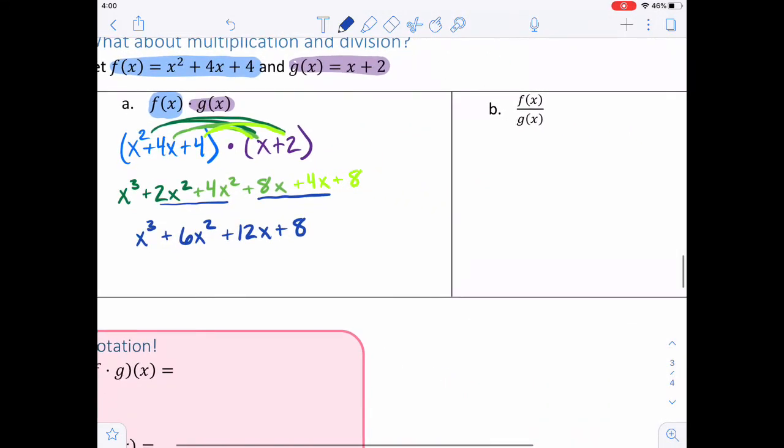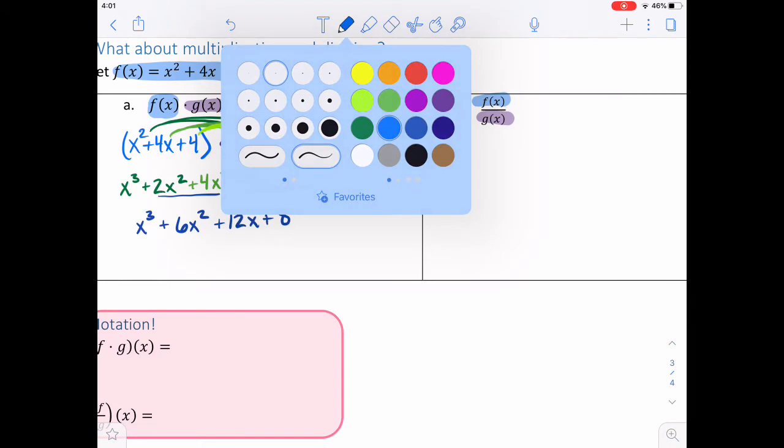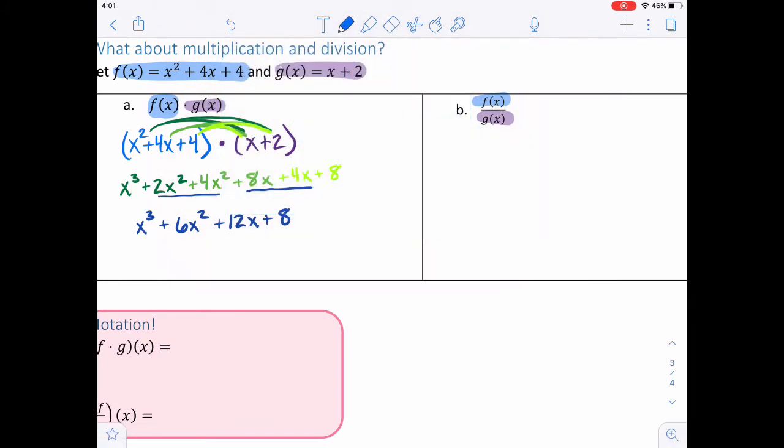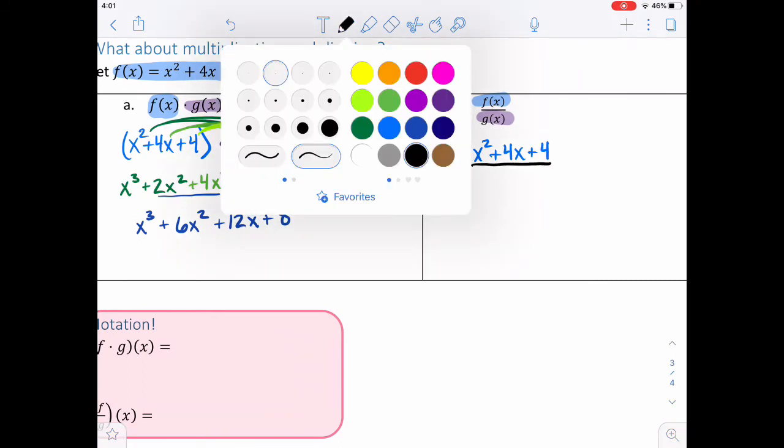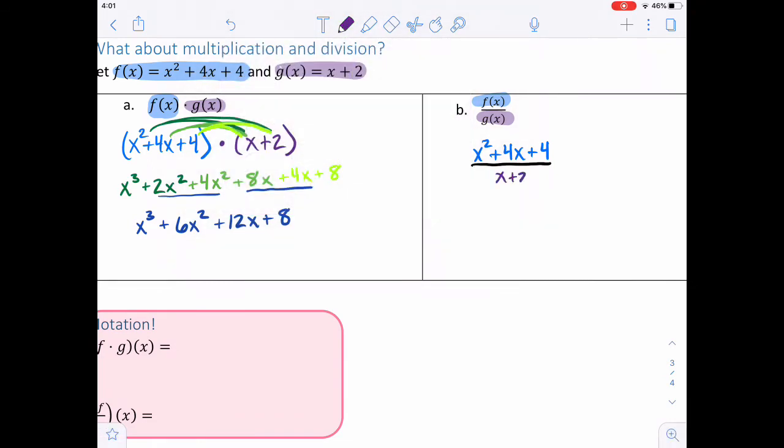All right, so let's do one more. So for this one, we're going to divide. Now for right now, all we can do is replace these. We're going to learn a little bit later this unit how to keep going from here, but for now all we're going to say is this is x squared plus 4x plus 4 divided by, we're going to put g of x, x plus 2. And we're done.